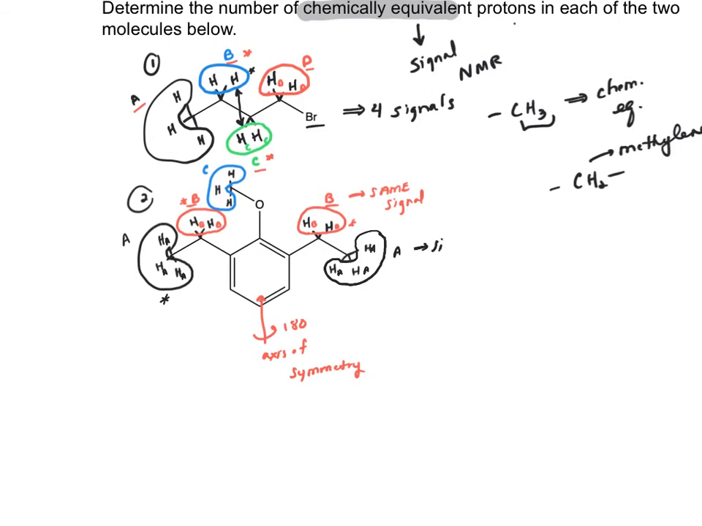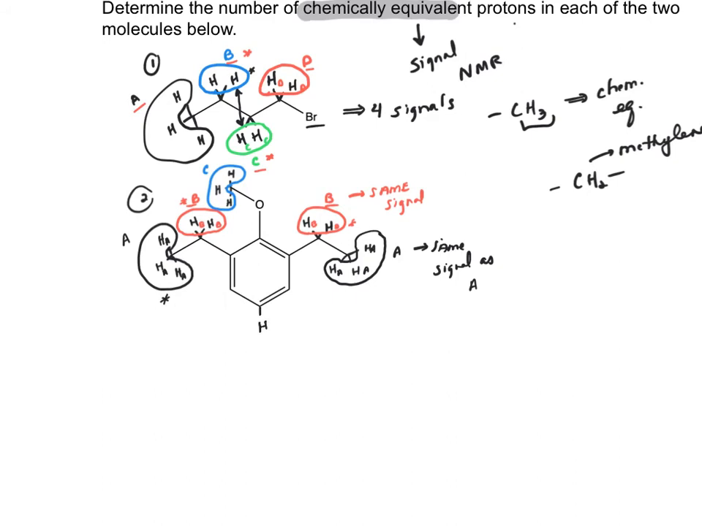So same signal as A. Okay, so then finally, I'm going to erase this guy down here, our little axis of rotation. So note that there was an axis of symmetry there. We have a few more protons to look at.